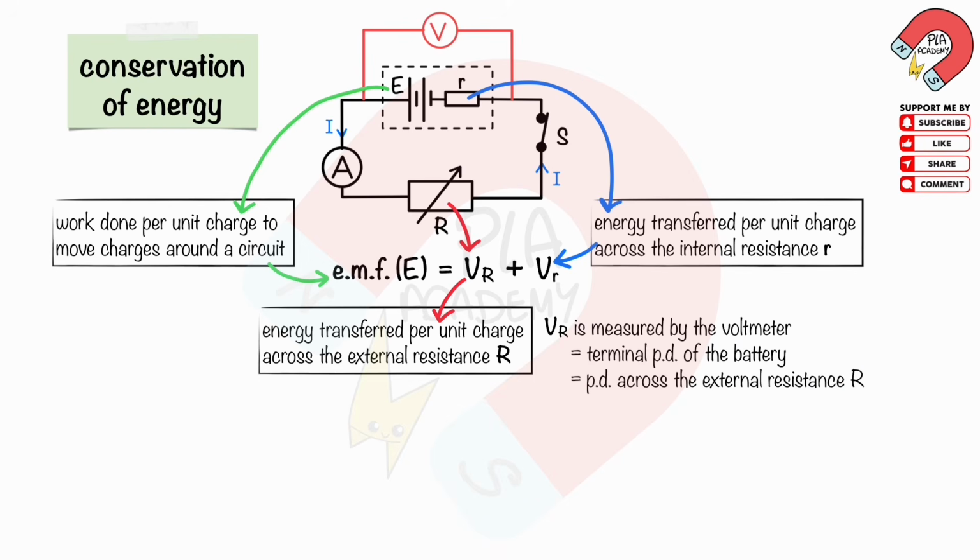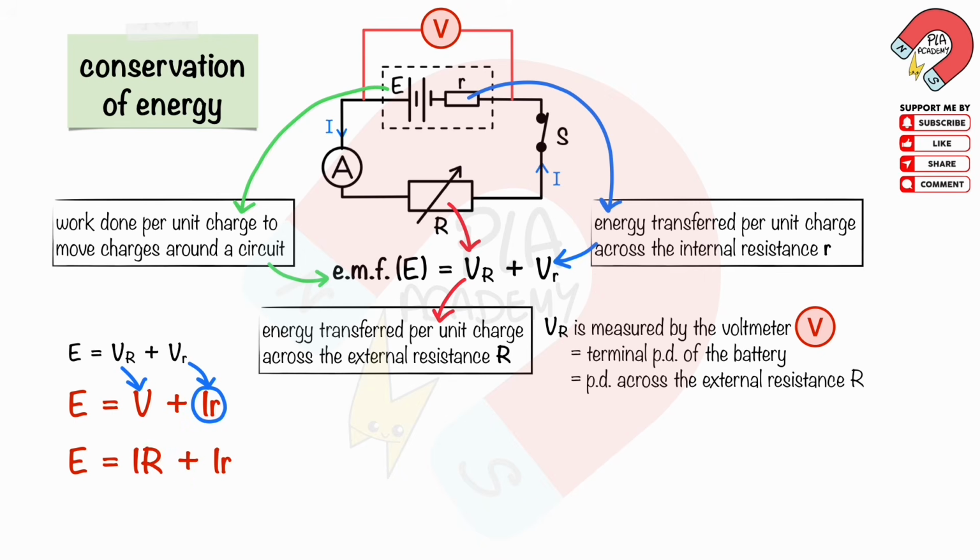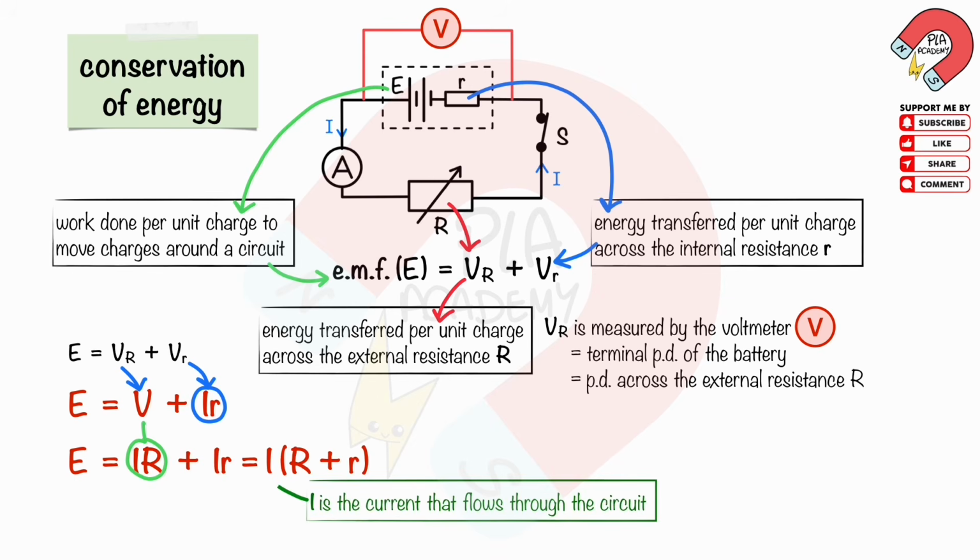The voltage across the external resistance R is measured by the voltmeter, which is equal to the terminal PD of the battery. We substitute the voltage across the external resistance R equals V, and the voltage across the internal resistance equals I times r. And V equals I times the external resistance R. Then we factor out I, like this, where I is the current that flows through the circuit.